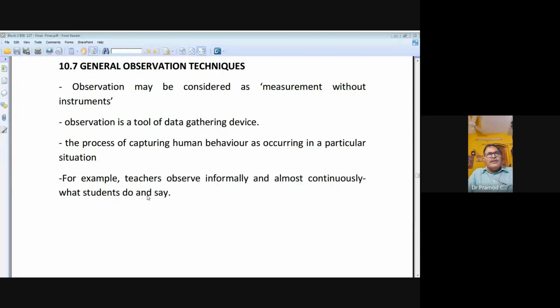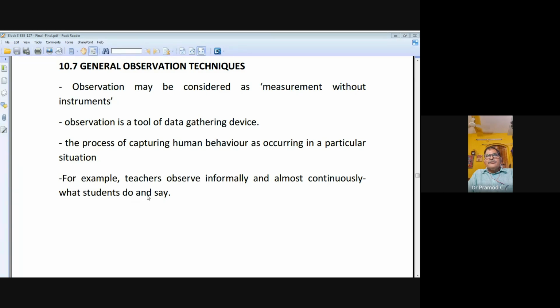Here I will say about the observation method. Previously I have told you that we are observing the participant. The observation may be participant and non-participant, may be controlled or uncontrolled. But observation is also a tool of the measuring instrument. Here we are collecting the data.